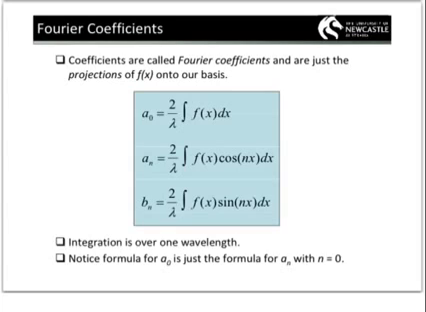The coefficients are actually integrals of our function. So we have a naught as the first of our series, and we also have a n and b n as components to the series. Now the powerful thing about doing the mathematics like this is that we only need to look at it over one period, because it's repeating over and over and over again, we only have to do the integration over one wavelength. So it saves a lot of computation time.